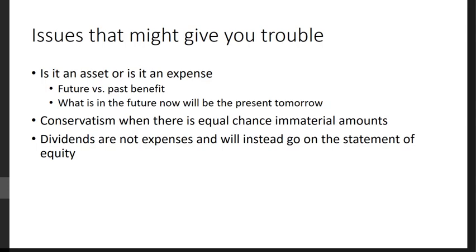If it is a building or equipment or things that are going to provide future benefit, then it can be an asset. What is in the future right now is going to be present tomorrow and eventually the past, right? So we utilize assets, in many cases, and they become expenses. That's an important concept. They become expenses because the benefit, which was in the future, is now in the present or the past. Okay?